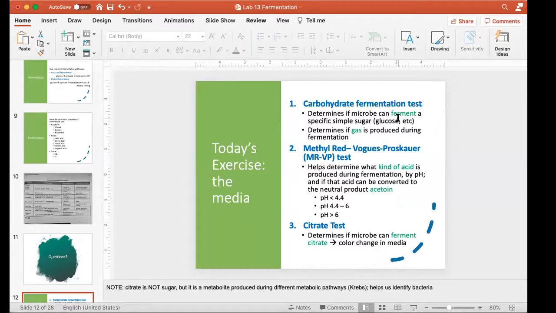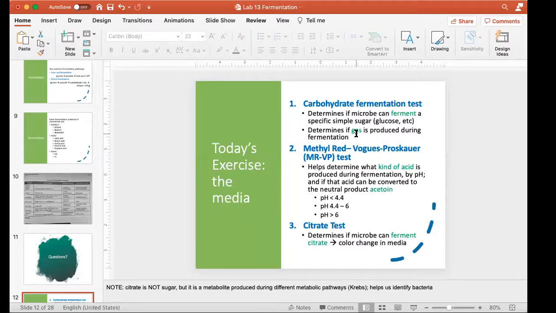Essentially, what you'd be doing then is making a test very similar to that oil-covered OF tube. But you can also put any other simple sugar into that tube that you're interested in testing for. The other thing that the carbohydrate fermentation test does for us, in addition to determining if the microbe can ferment that sugar, is if a gas is produced. And I'll show you how we know that.